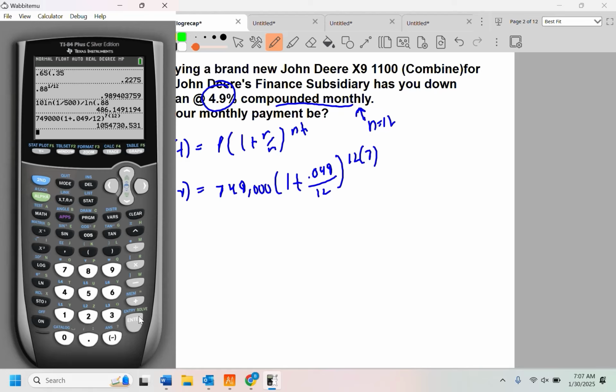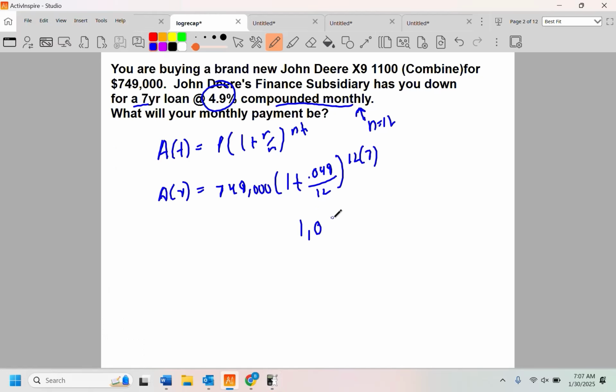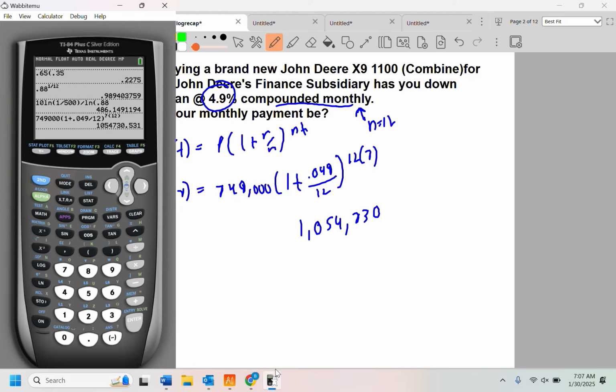1,054,730, and then a few pennies. 53 cents.